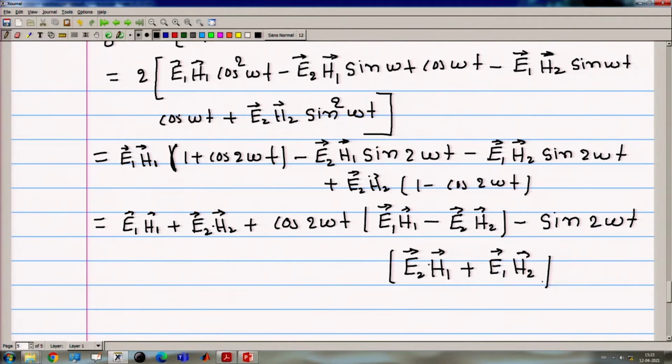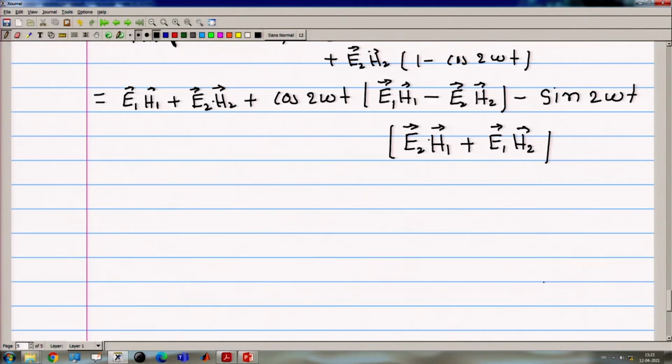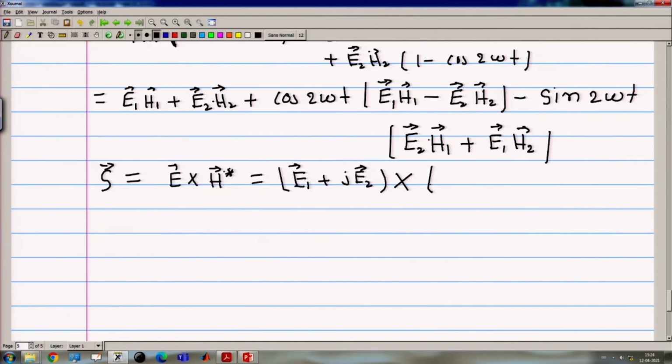So, S will be E cross H star. S is the complex Poynting vector. So, we can go to the right side. It will be E cross H star, that is the complex conjugate, this is the complex Poynting vector. So, we can write E1 plus JE2, cross product with H1 minus JH2.